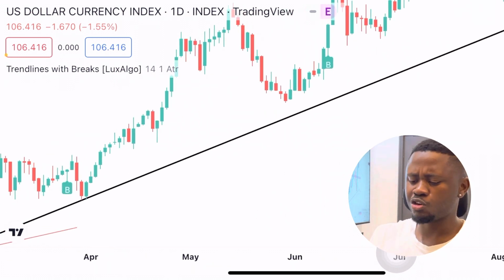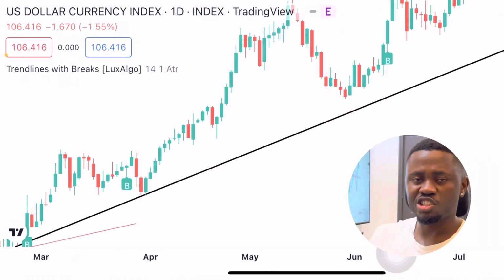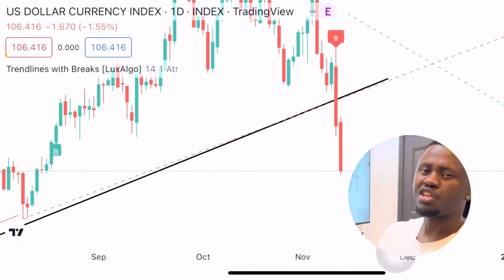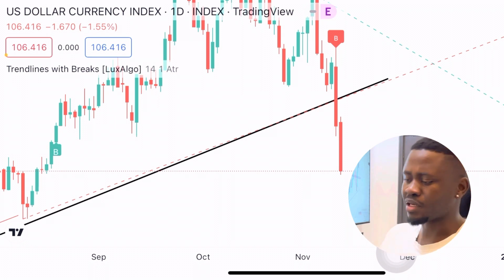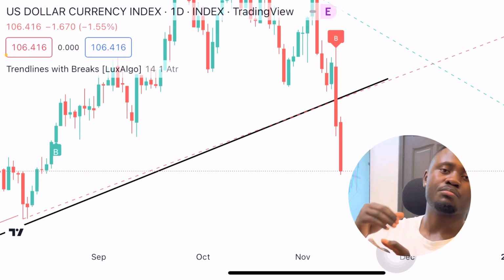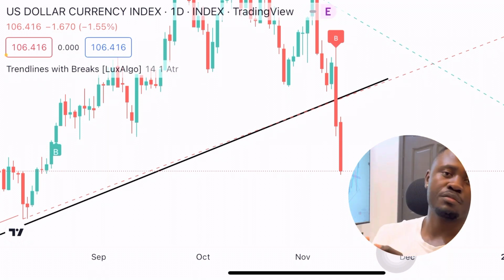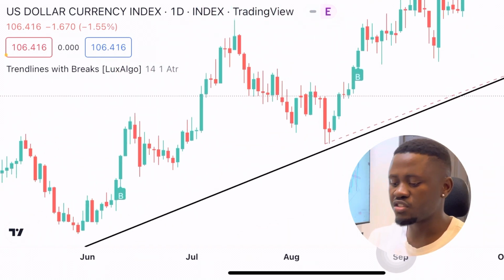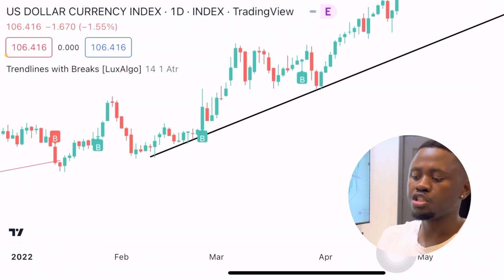We have an uptrend, and you can see price has been touching our trend line multiple times. The first thing I told you guys is that the trend line shows you the direction of the market. And you know the saying: always make sure the trend is your friend, or trade with the trend. So right now what we have is an uptrend, and I'm going to be teaching you.